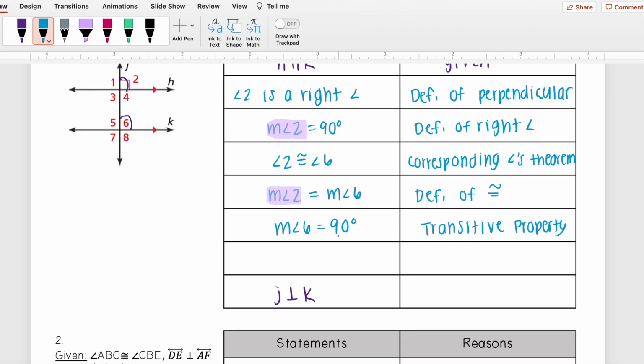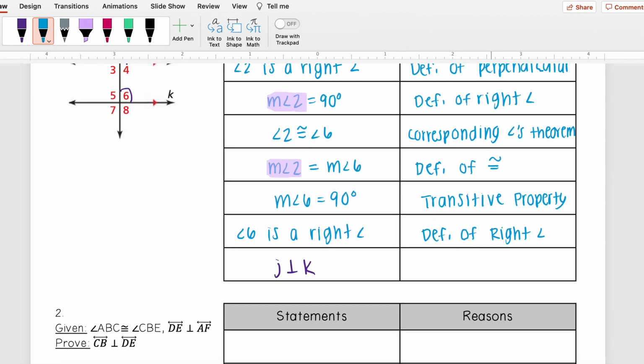And now, since the measure of angle 6 is 90 degrees, I know that angle 6 is a right angle. And that's just the definition of right angle. And therefore, J is perpendicular to K. And that is the definition of perpendicular.